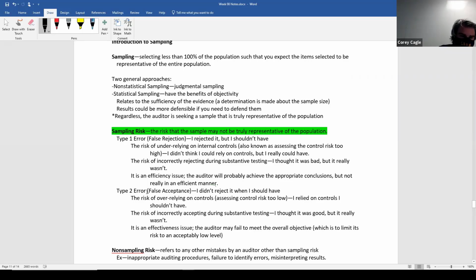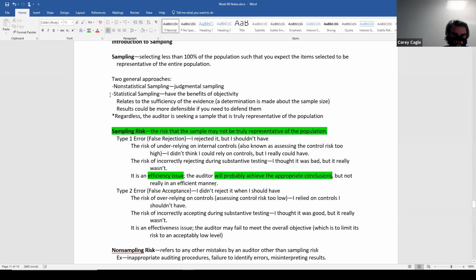So a good thing to keep in mind is if you make this kind of error, it's not the end of the world. It's just an efficiency problem. You're going to end up doing a bunch more tests, but hopefully you'll come to the correct conclusion. You just have to work a lot harder for it. So you got a screwed up sample that gives you this type of error. You think it's bad, but it's really good. You're just going to beef up your testing and hopefully come to the right conclusion at the end. Efficiency issue. You will probably achieve the appropriate conclusions, just not in a very efficient way.